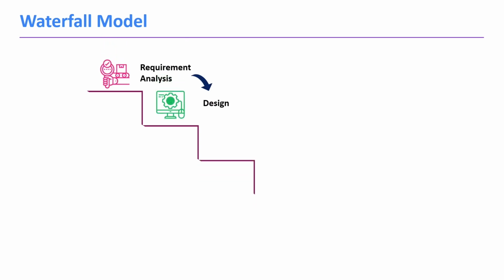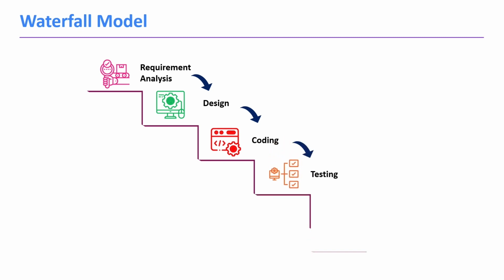So in the waterfall model, we have multiple phases like requirement analysis, design, coding, testing. Then the last one is the deployment and maintenance phase. So in the waterfall model, the flow of activity looks like a waterfall. That's why this model is named the waterfall model.